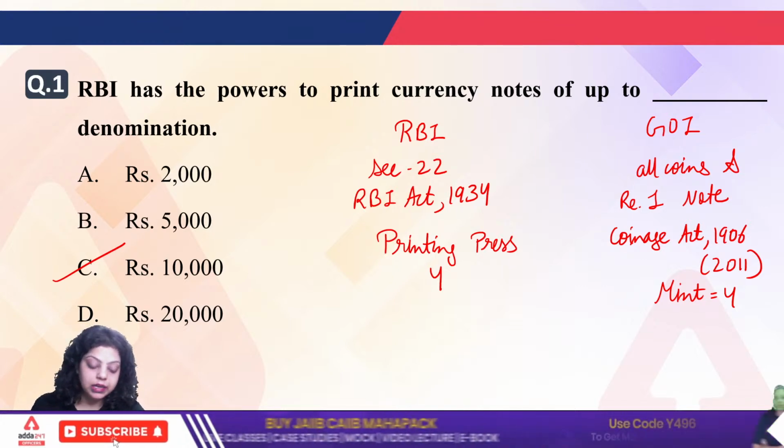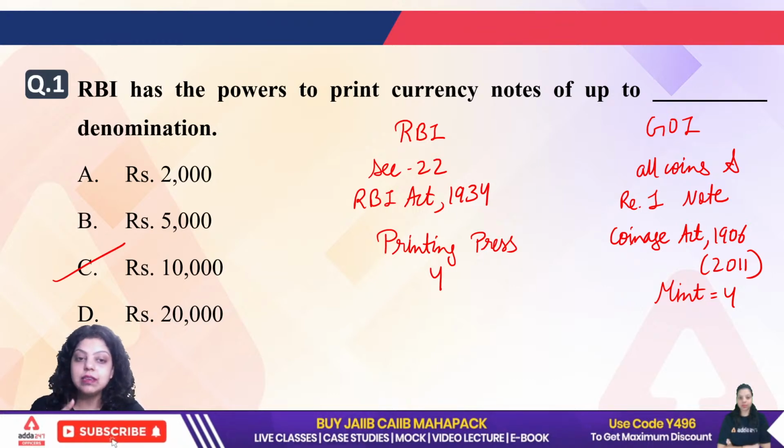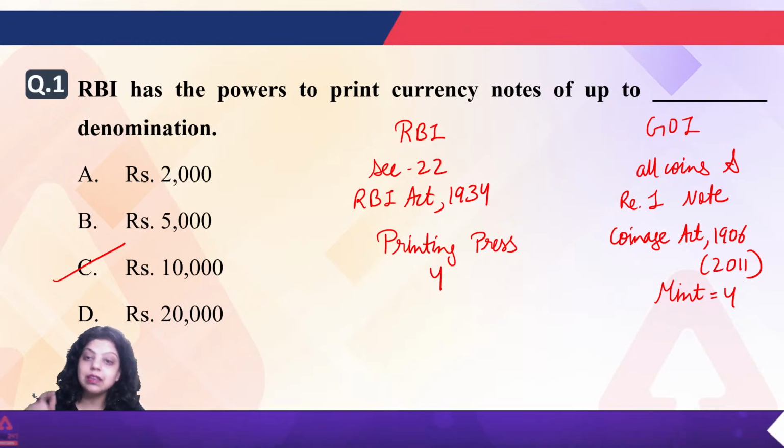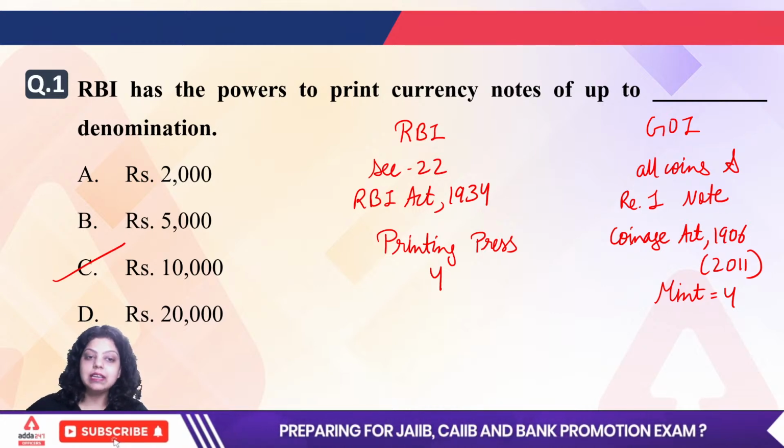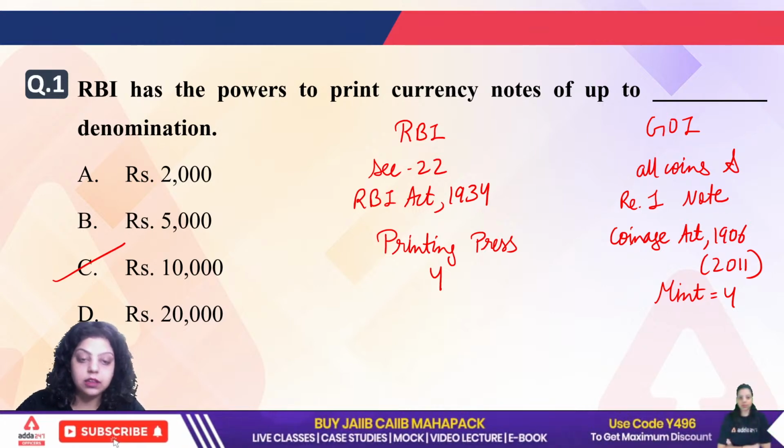So currency notes are printed by Reserve Bank of India except rupee 1, and all the coins and the 1 rupee note will be printed by the Government of India. So the right answer will be your C option, that is 10,000 rupee.